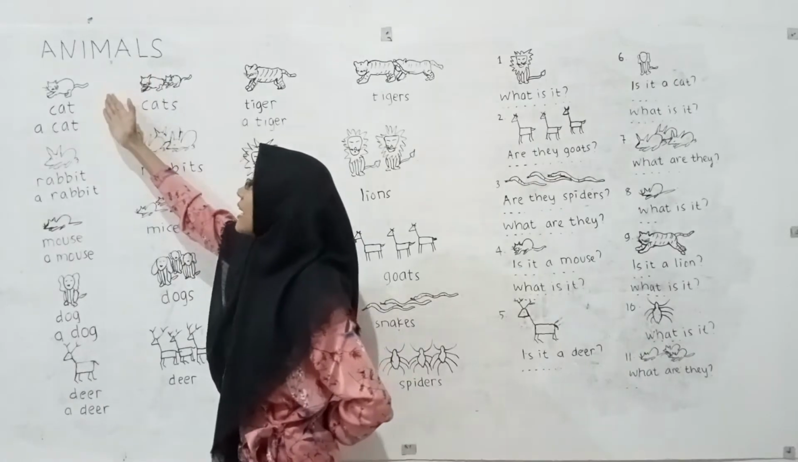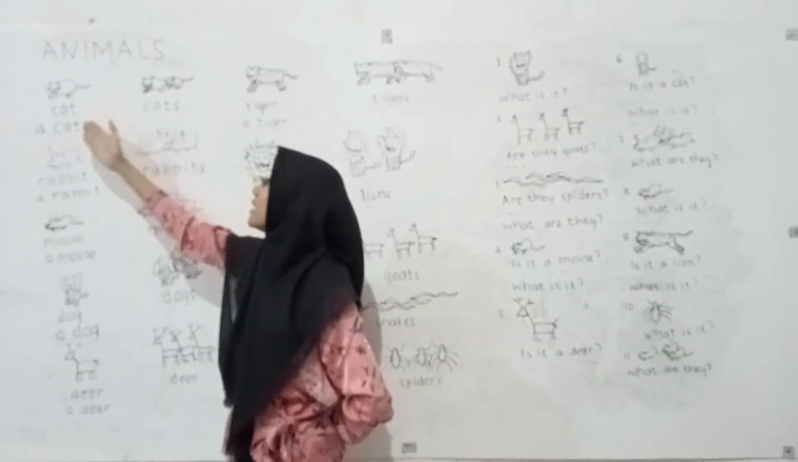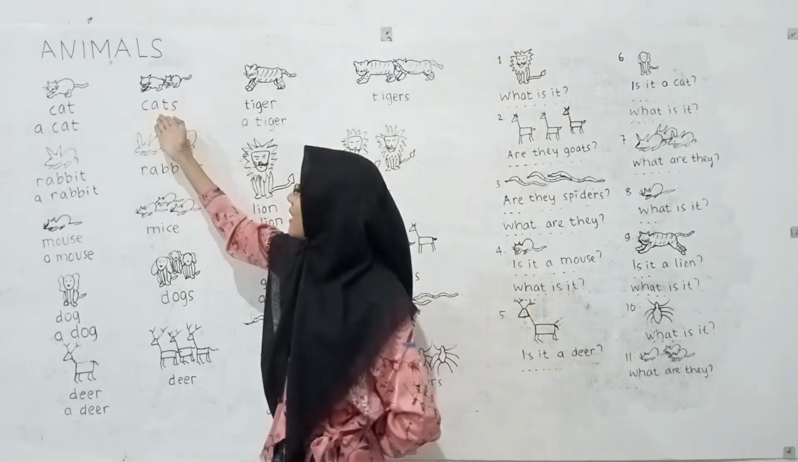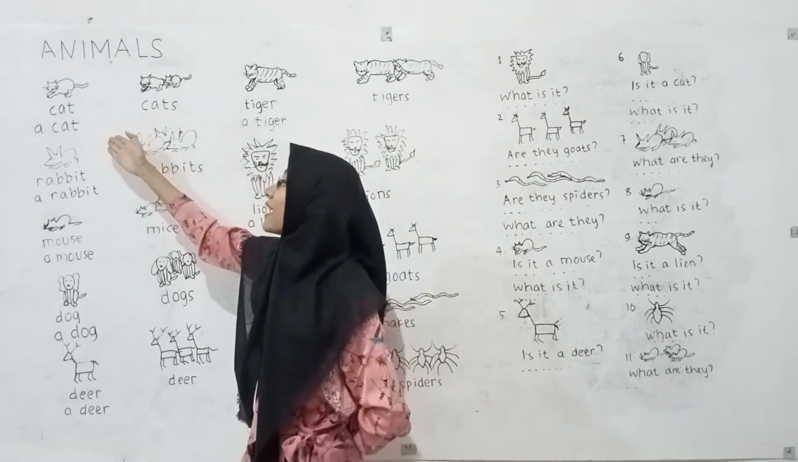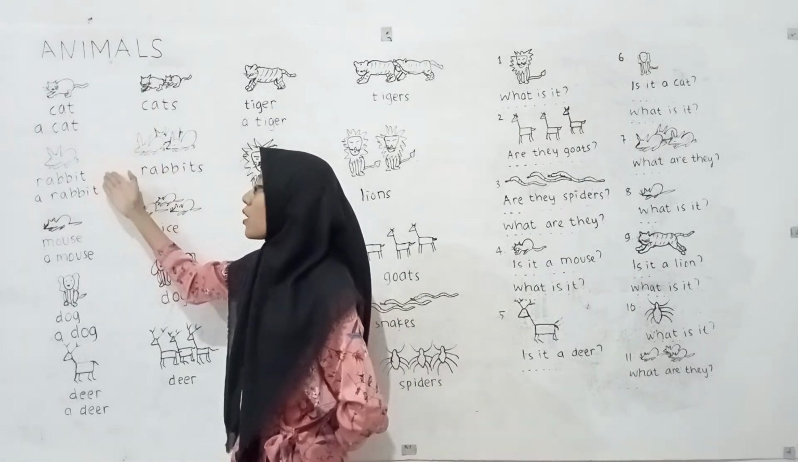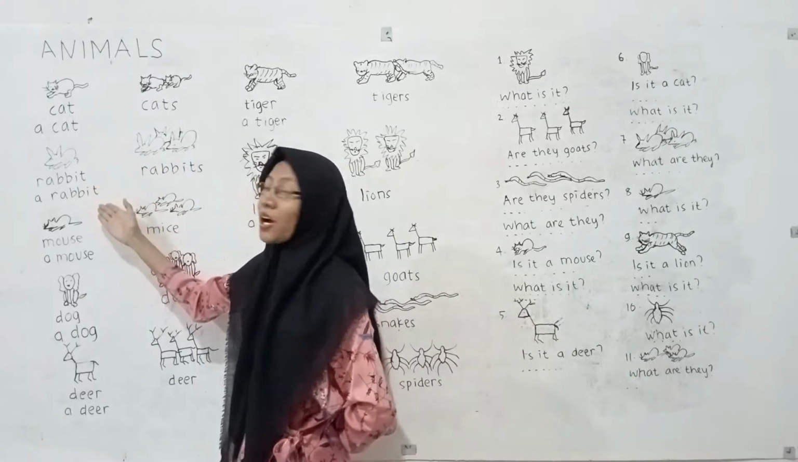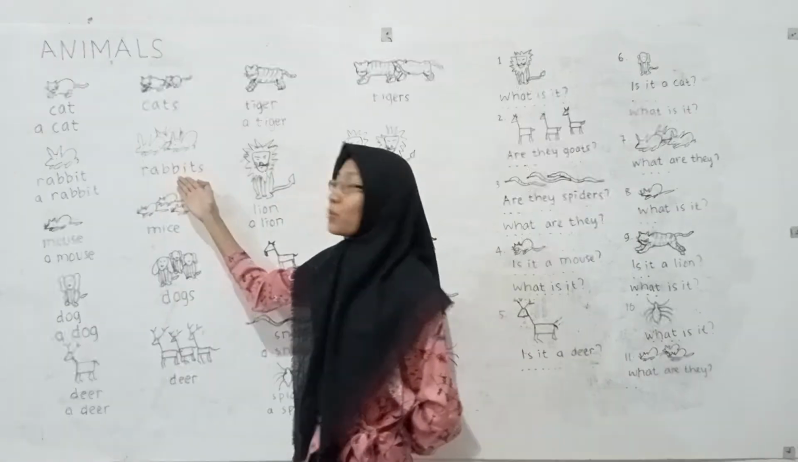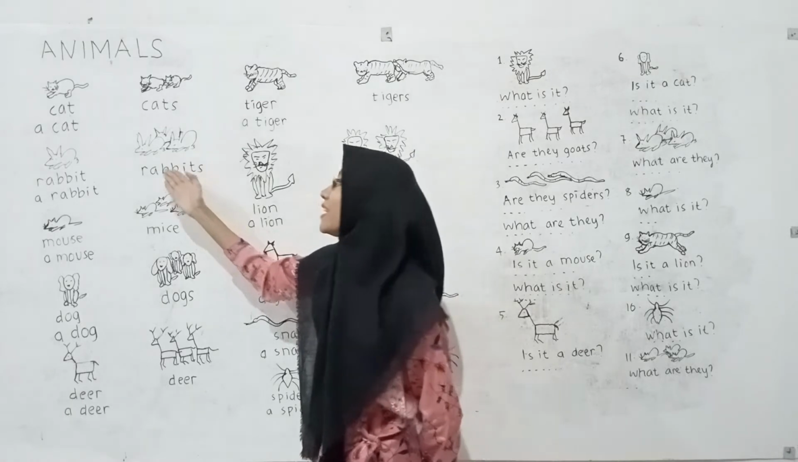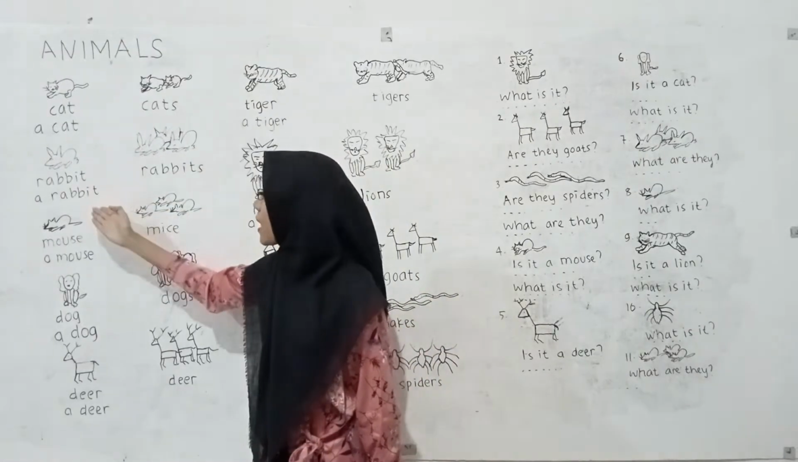Di sini ada cat. A cat. Cats. What is a cat? Cat adalah kucing. Rabbit. A rabbit. Rabbits. Artinya kelinci. Rabbit. A rabbit.